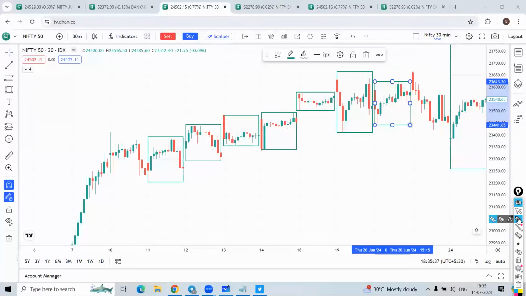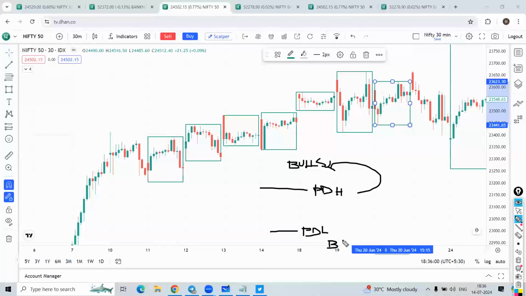Okay. So now tell me one thing. Basic scenario: previous day high. More price action developing above previous day's high, price action is more in favor of bulls, bulls are trying to come. Price trading more below previous day's low, bearish players are trying to come. Just remember this one point.